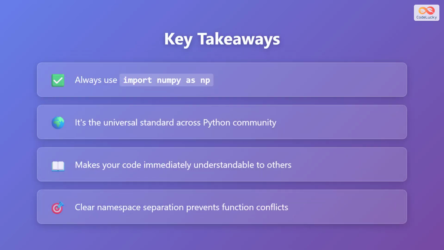Let's recap the key points from this lesson. Always use import numpy as np when working with NumPy. This is the standard you should follow in all your projects. Remember that np is the universal standard across the entire Python community, from beginners to professionals. Using this convention makes your code immediately understandable to other developers, whether they're reviewing your work or collaborating with you. Finally, the np prefix provides clear namespace separation, which prevents function name conflicts with other libraries. By following these best practices, you'll write cleaner, more professional Python code that aligns with industry standards.